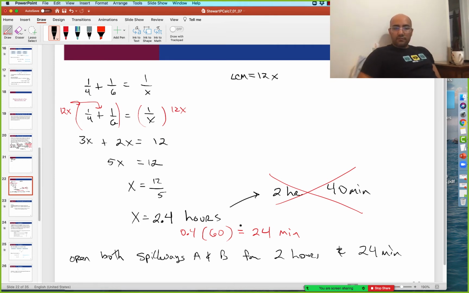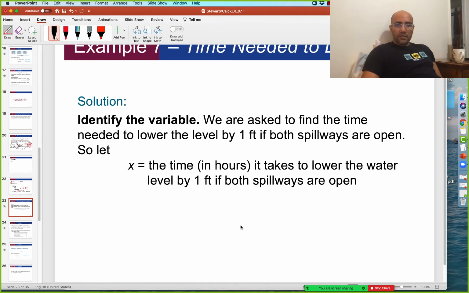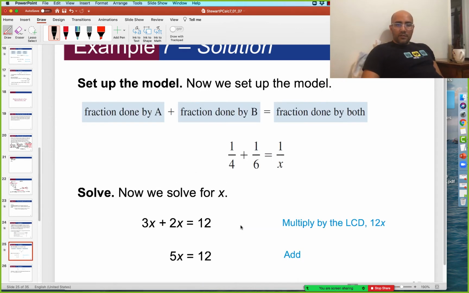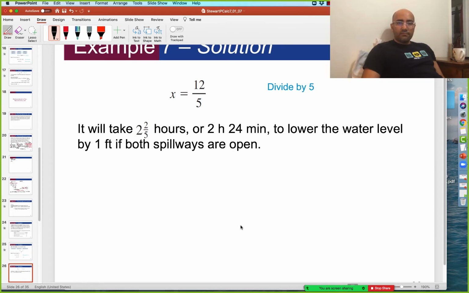Any questions? No? Okay. Let's see how they organized it. Yep, same thing, 1/4 plus 1/6, right? The fraction of the work done by A plus the fraction of the work done by B equals the fraction of the work done by both of them combined together. So that's really the hardest part of these word problems, setting up the equation that you need. And so 2 hours and 24 minutes.